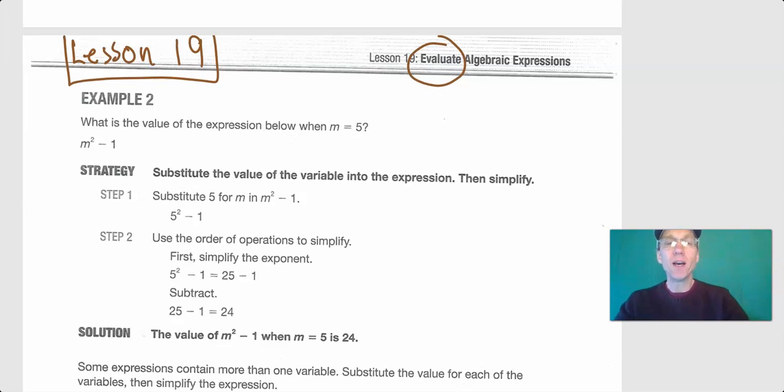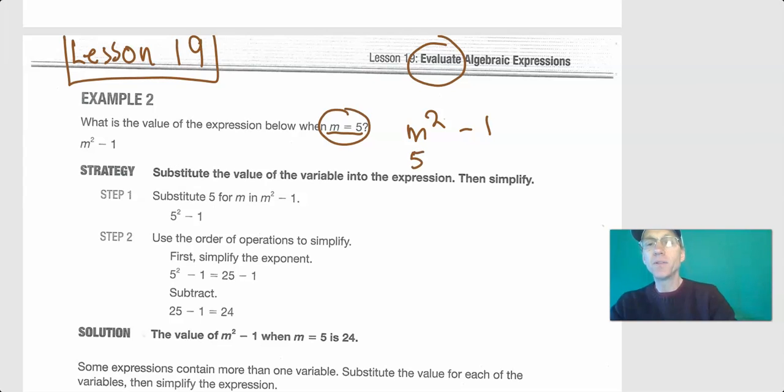Here's our example. What is the value of the expression below when m equals 5? So the expression is m to the power of 2, or m squared, minus 1, which means now when m equals 5, that becomes 5 to the power of 2, or 5 squared minus 1.